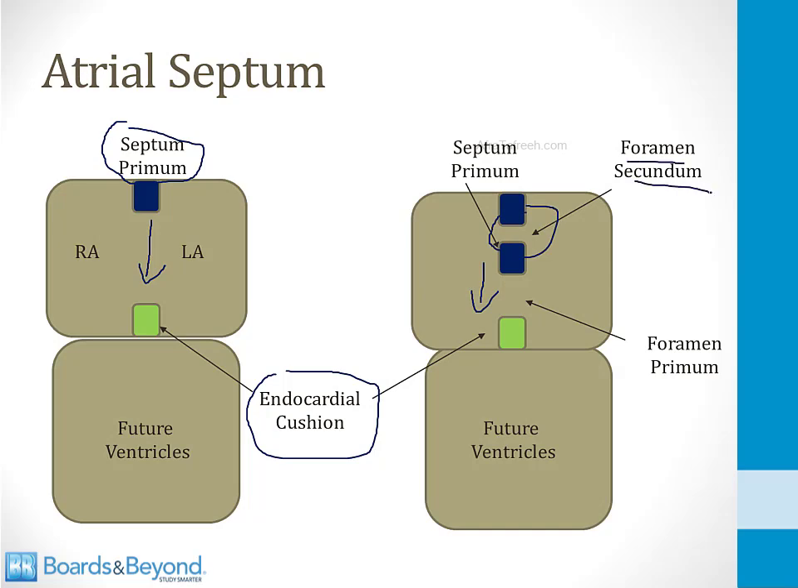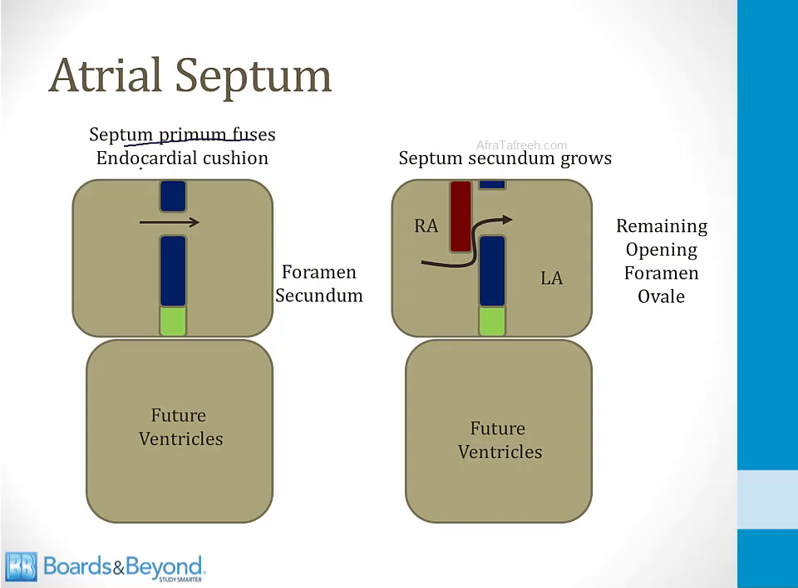So once the foramen secundum opens up, you now have two holes between the atrial chambers. You have the foramen secundum up at the top, and you have the foramen primum down at the bottom. The septum primum will eventually fuse with the endocardial cushion, as I've shown here in my drawing. This will eliminate the foramen primum. It will leave only the foramen secundum as a communication between the two atrial chambers. A new structure will then form called the septum secundum. This will grow downward and cover the foramen secundum.